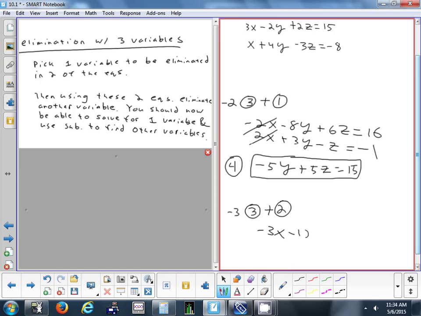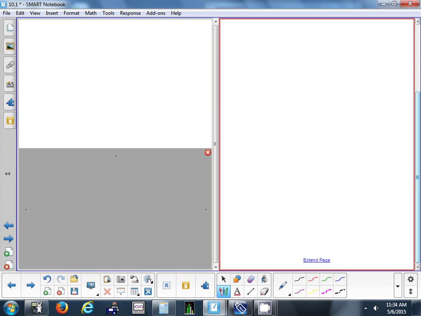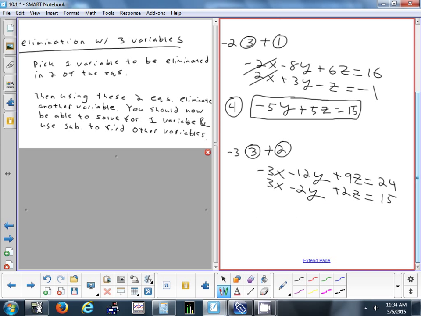-3x minus 12y plus 9z equals 24. Add that to the second. 3x minus 2y plus 2z equals 15. Sometimes you get lucky and 2 letters cancel out at the same time. That doesn't happen here.